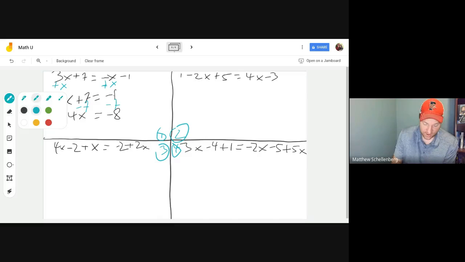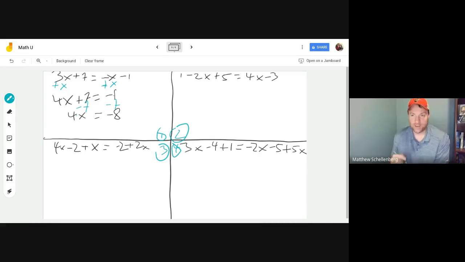Now, I'm trying to get the x by itself, so I have to get rid of whatever's not the x. Remember that 4x is really 4 times x. And so again, if I do the opposite to get rid of it in order to move it to the other side, I have to divide by 4, right? It's being multiplied by 4, so to get the 4 on the other side, I have to divide by 4. I have to do the opposite.